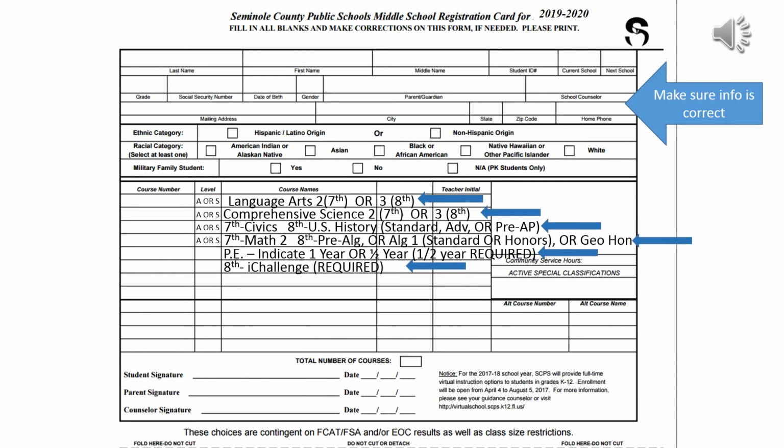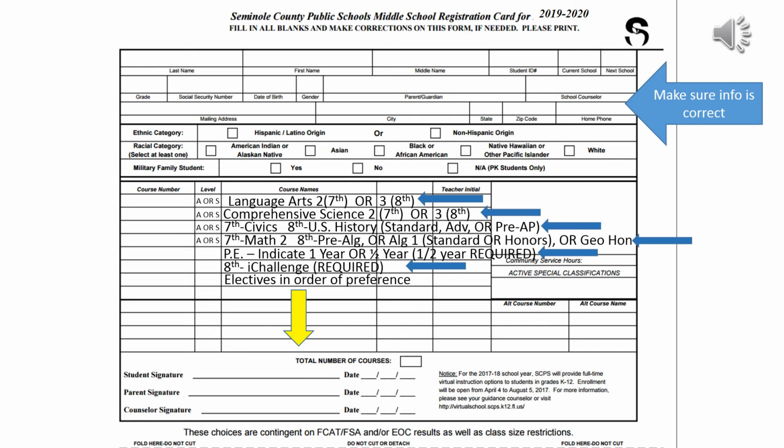6th graders, if you did not complete iJourneys this year, you are required to sign up for iJourneys during your 7th grade year. 7th graders, if you completed iJourneys, you will now need to take iChallenge in the 8th grade. If you are in 7th grade and you have not completed iJourneys, you will need to select iJourneys and also iChallenge.